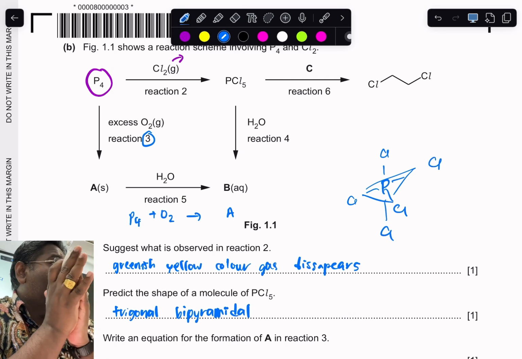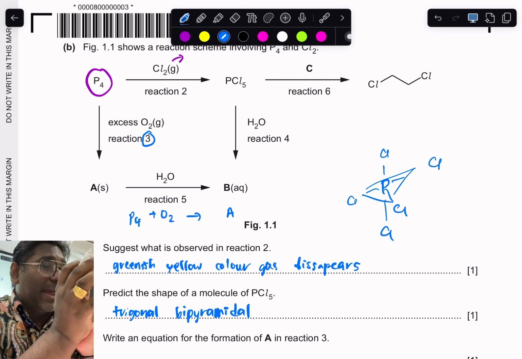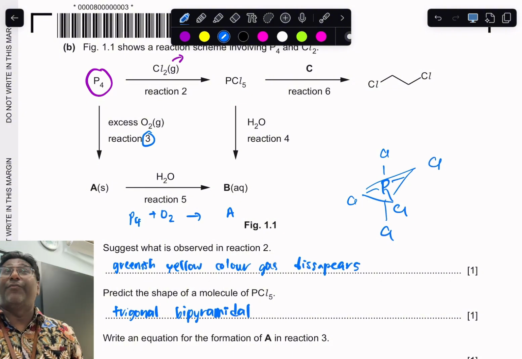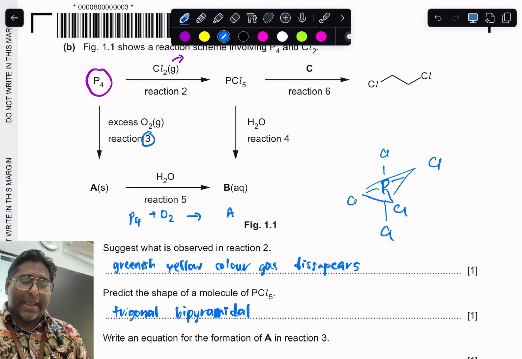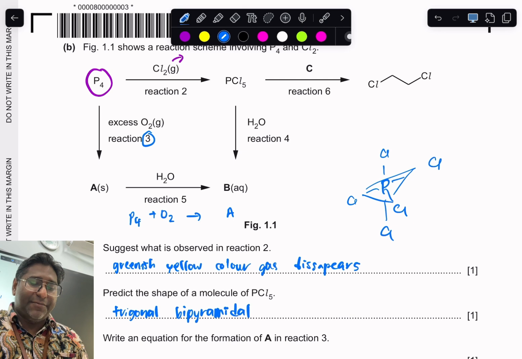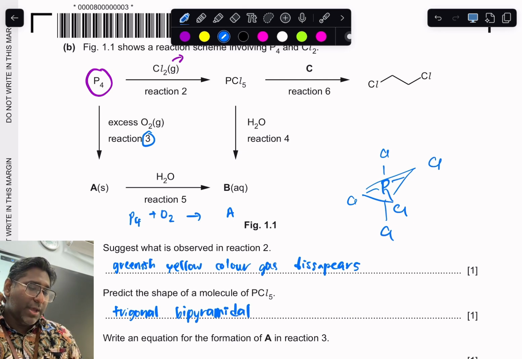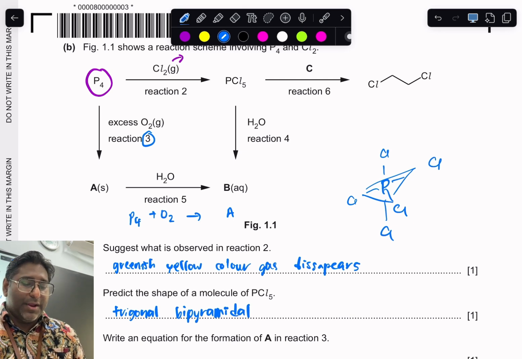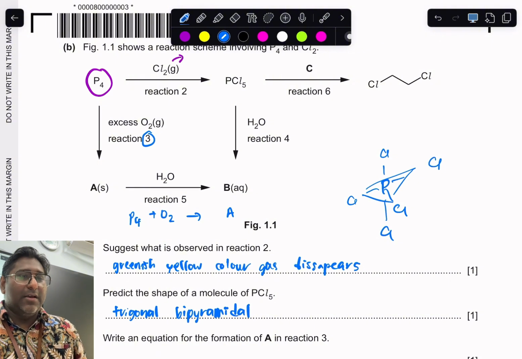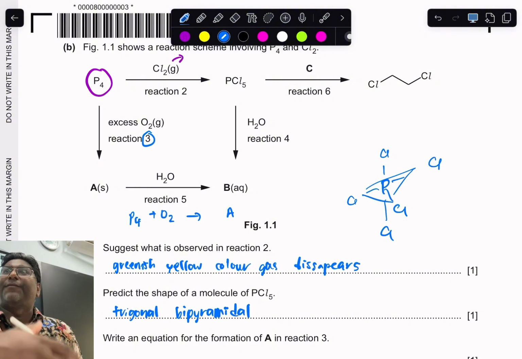Should be PO4, yeah, phosphoric acid. Okay, H3PO4. The same thing also for PCl5. When you react it with H2O, it will give you H3PO4. Now your work is, you do not just say phosphoric acid.